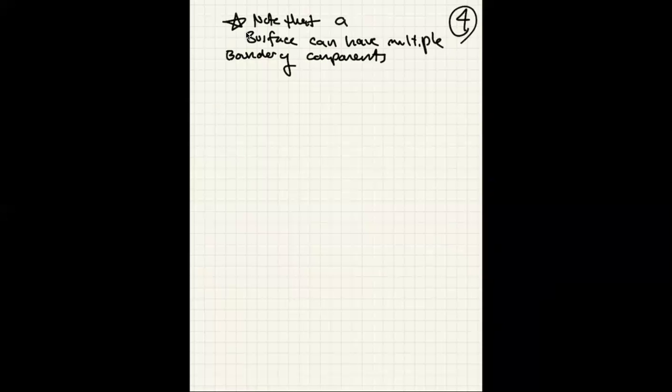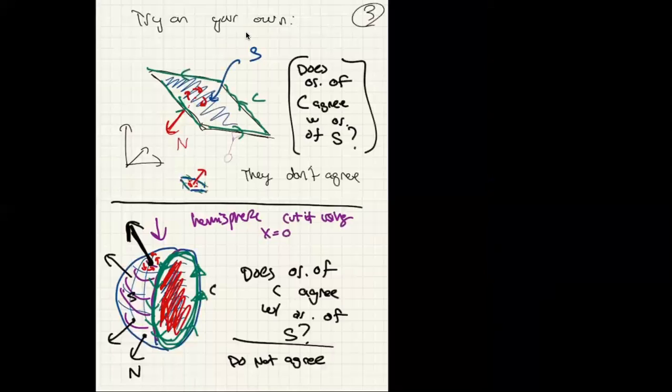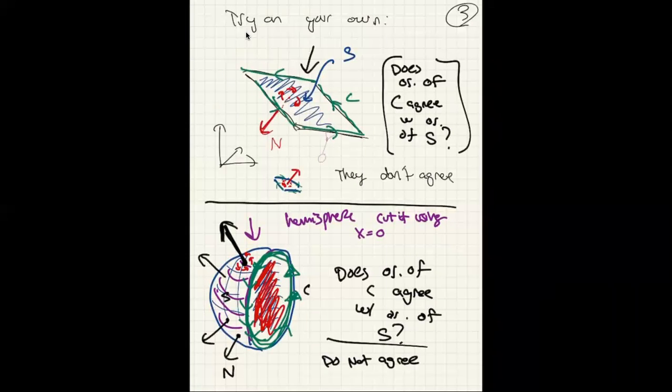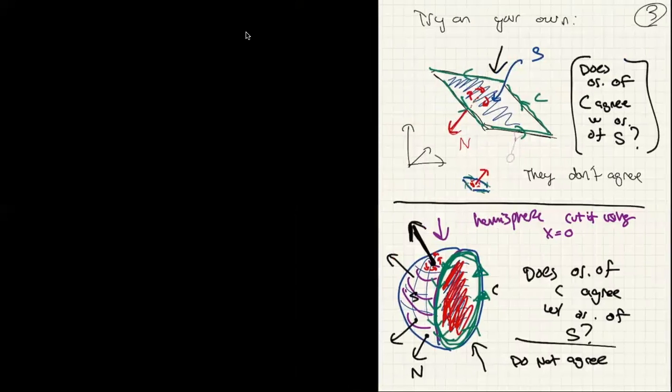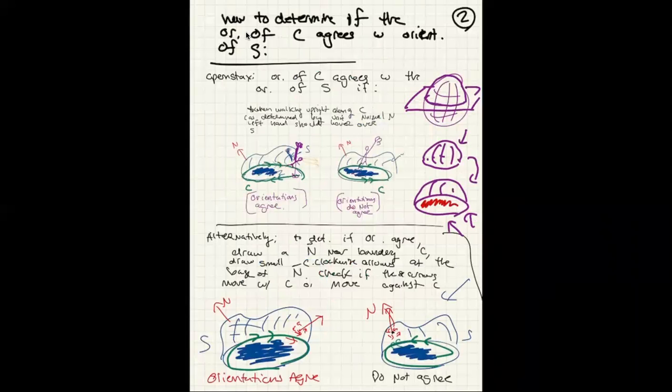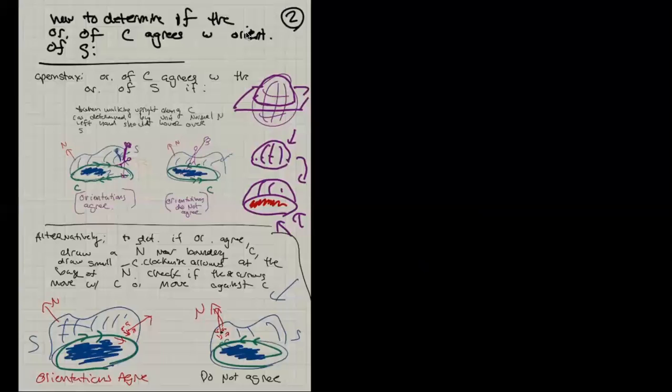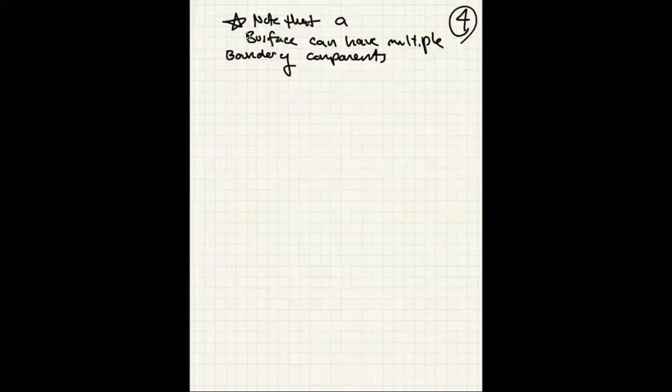So in all the previous drawings that we've done, look at this picture right here, it only has one connected boundary component. It's that square around the top. Here we've got one green curve, which is a circle, and in all these pictures there was only one green curve. But you can have multiple, so let me draw a situation where you do.